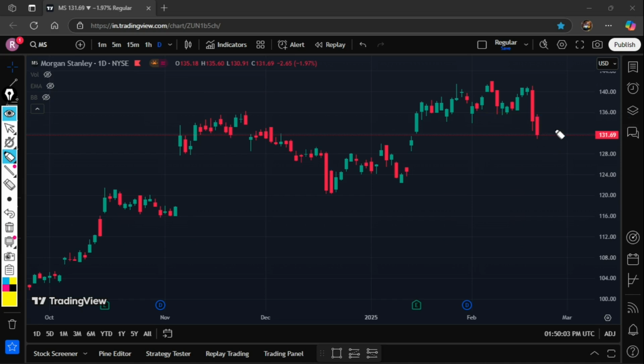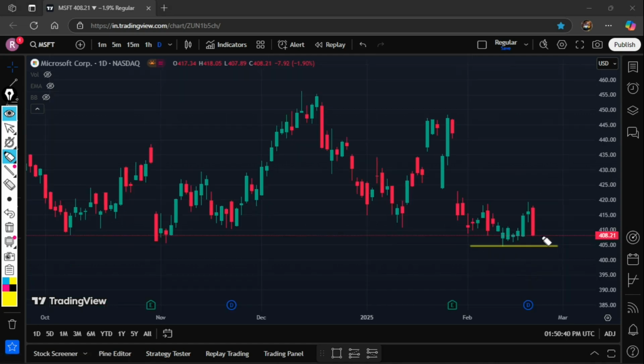If it opens gap up and then tries to go upside, I'm not interested in a buying scenario. This is the point where we can try to short here. If it opens flat, I'm interested towards the buying side. If it opens negative, plan for the buying side. If it opens gap up, then I'm interested towards the selling side.